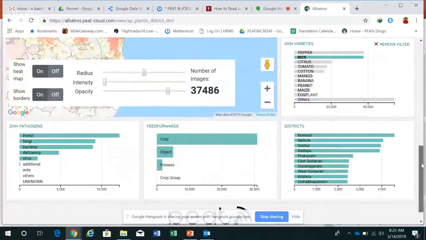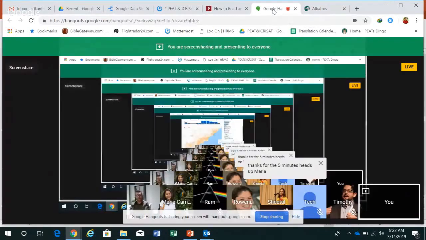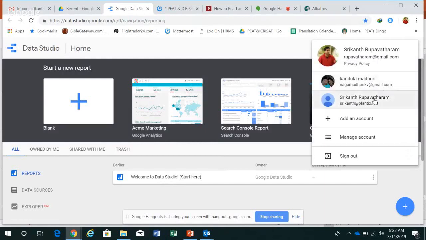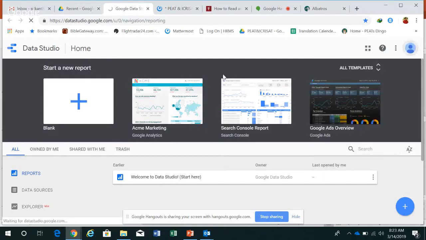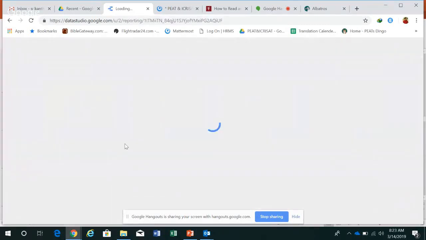So we have about four seasons of data at the moment. And in the same way, we have the data in a way that we can actually have a look into. Sorry for this. We could actually drill down and see the data in Google Analytics.